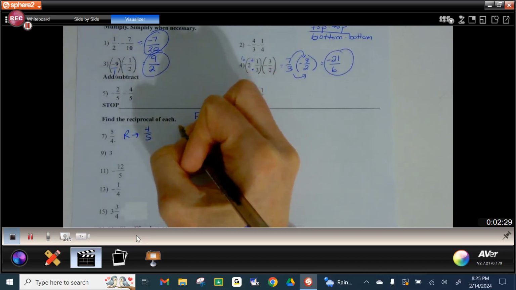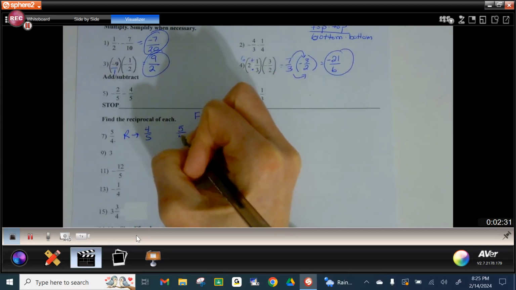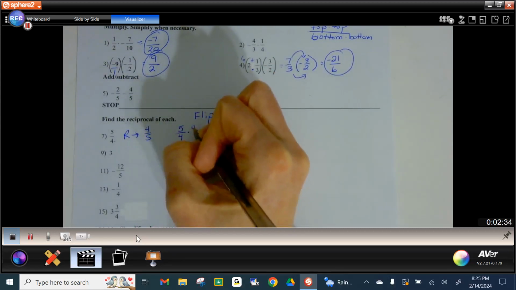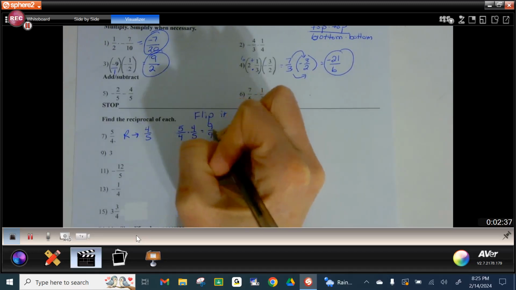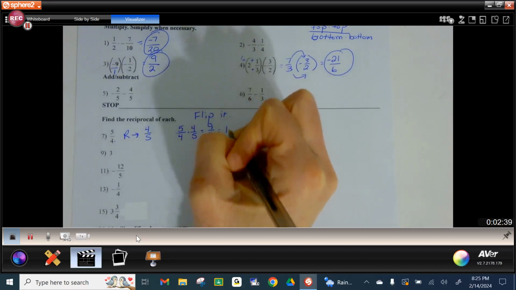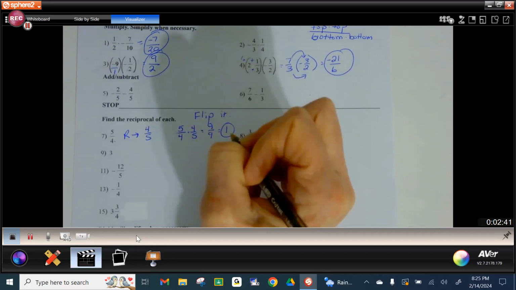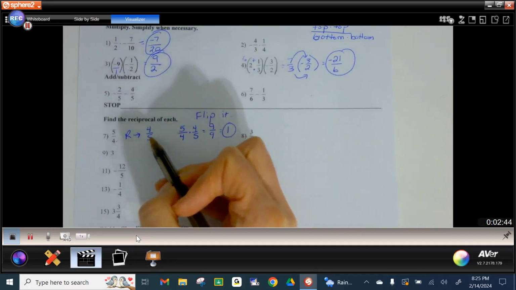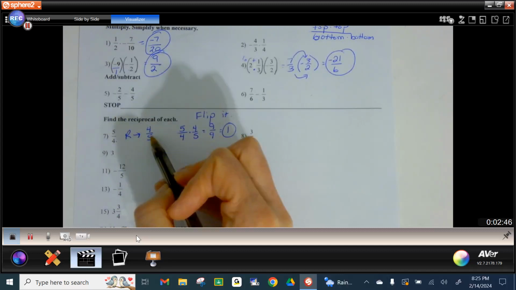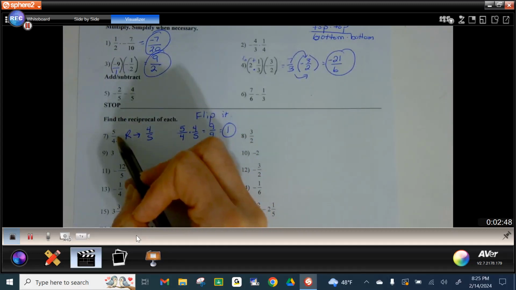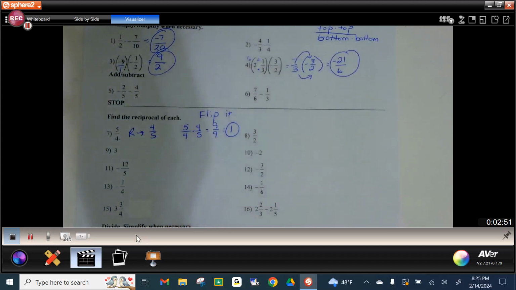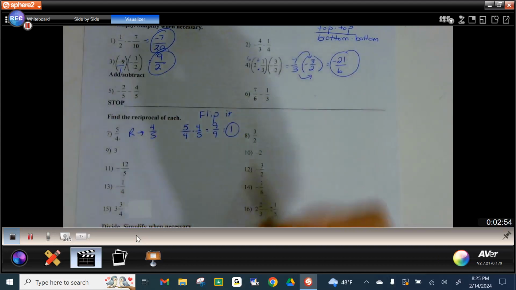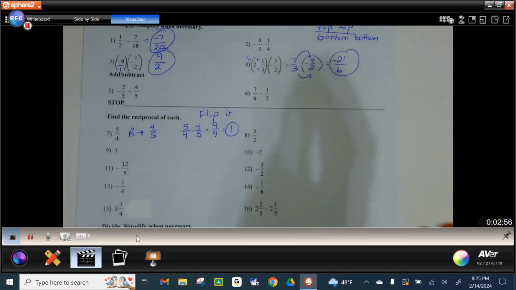Now, a reciprocal is special because if you take a fraction and you multiply it by its reciprocal, you end up with 1. And that's the definition of a reciprocal. The reciprocal of a fraction is that fraction that when you multiply it times the original fraction, you get 1. Okay. So that was number 7. Now you're going to try number 8, right?